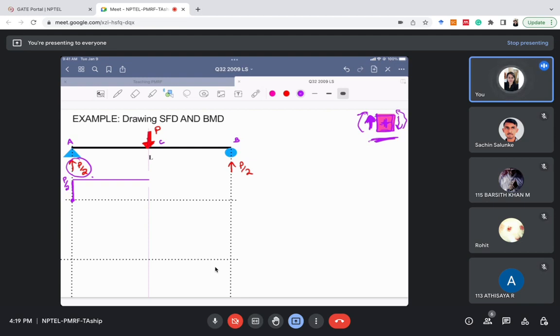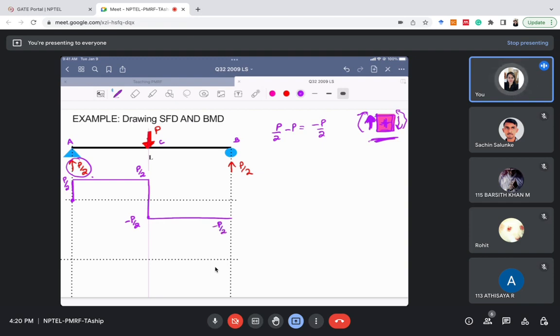So here it was P by 2, right? Here it was P by 2 constant, but now it will drop by P amount. So P by 2 minus P is minus P by 2, right? So it will be minus P by 2 here. So we will join this. The next thing is, there is no load in section C to B, so it will remain constant up till this. Here it will be minus P by 2.